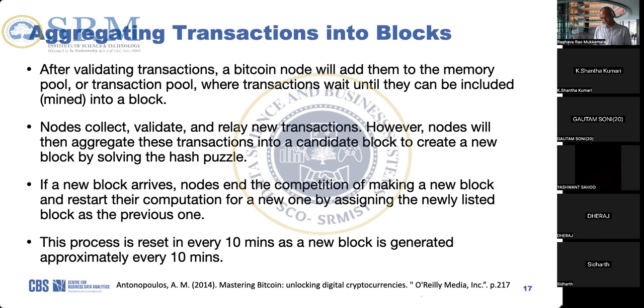In the case of Bitcoin, you will see a new block every 10 minutes. That means every 10 minutes, one new block is generated. And if you are not able to get any block, then all the work you have done is wasted.